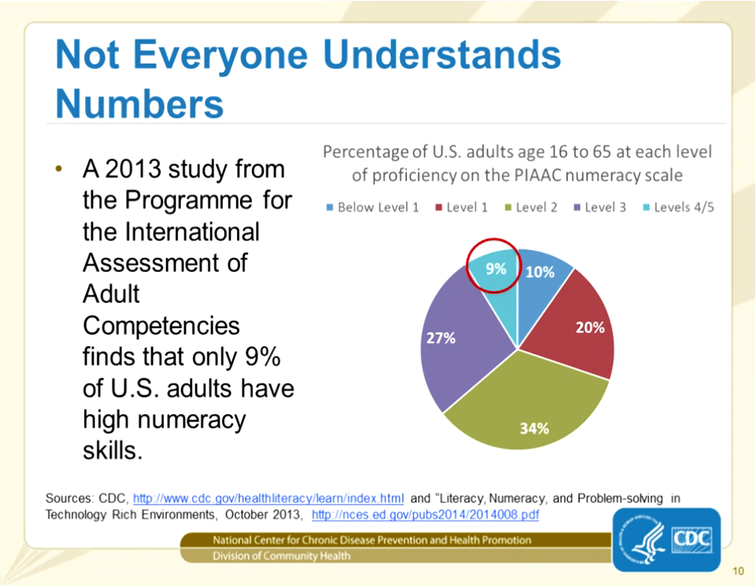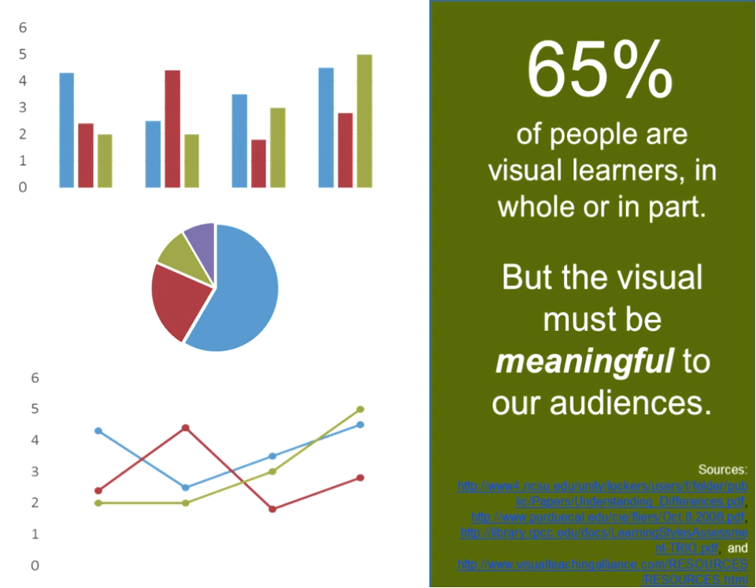Another challenge that we face in communicating data is that not everyone understands numbers, and that's otherwise known as numeracy skills. A 2013 study from the U.S. Department of Education and the Program for International Assessment of Adult Competencies measured numeracy skills in countries across the world. And here in the U.S., they found that only 9% of adults, only 9%, were found to have high numeracy skills. So in other words, communicating data so that our audiences truly understand it is a challenge. And it's important to note again that low levels of proficiency in numeracy has nothing to do with intelligence, but it has a great deal to do with how we process information.